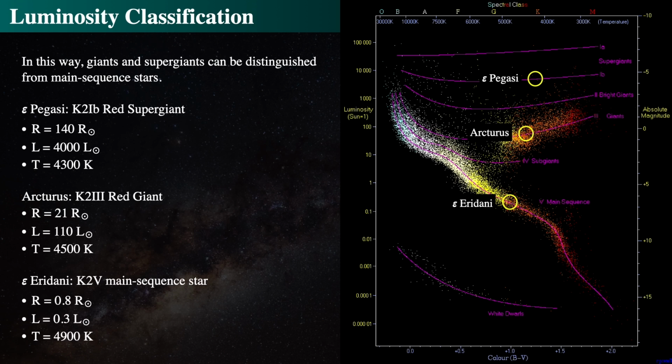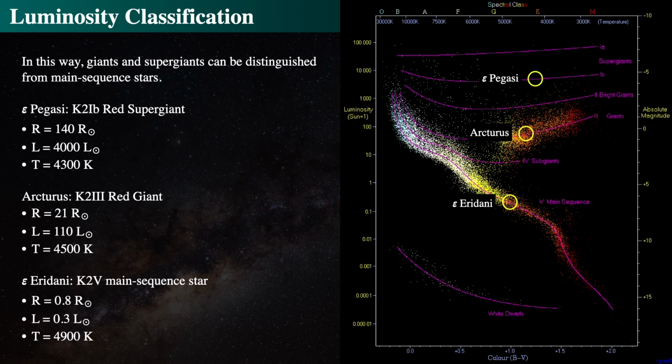There's a number of giants and supergiants that can be distinguished between each other, and so we look specifically at K2 type stars. Epsilon Eridani is a nearby main sequence star, and it's a little bit smaller than the Sun. There's Arcturus, which is a prominent star in the constellation Bootes in the early winter sky, and we see that going up. And Arcturus is there, and it's a red giant. But Epsilon Pegasi, which is in the constellation Pegasus, is a red supergiant.